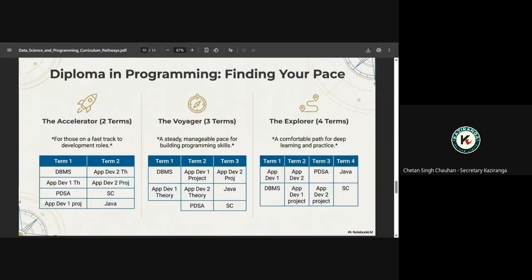With the same combination, can I add MLF? Which combination are you talking about? Are you talking about DBMS, PDSA, Mad1 project? If you add MLF to that, again, you are making your life difficult. It will require more time. MLF again requires time. It's a good course. If your maths 2 wasn't great, it will require more time from your side.